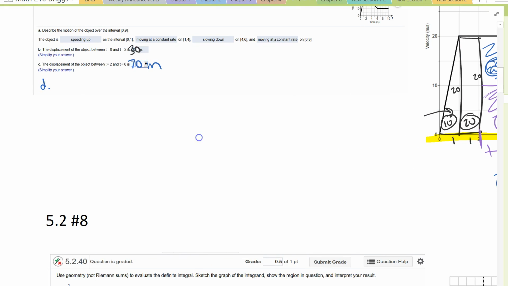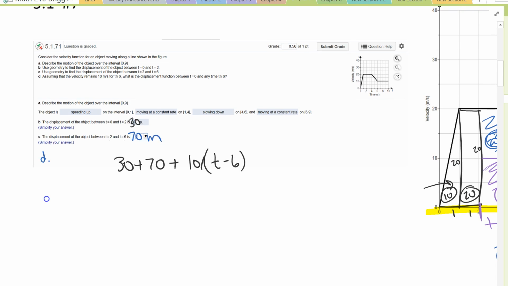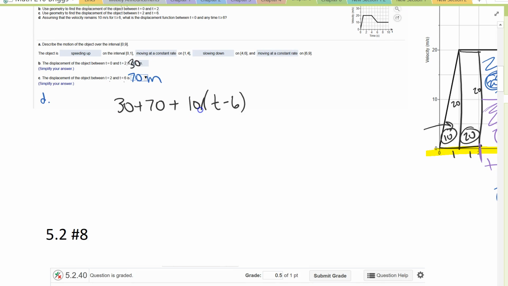So if I wanted to find this formula, I would have 30 plus 70, which would be the integral from 0 to 2, plus the integral from 2 to 6, plus 10 times t minus 6, where the t is some value greater than or equal to 6. So I would have 100 plus 10 times t minus 6.